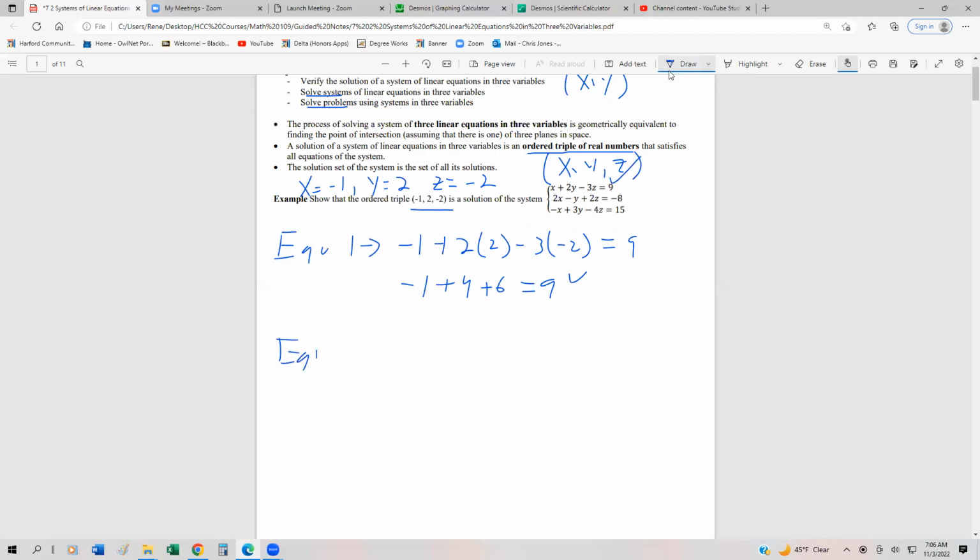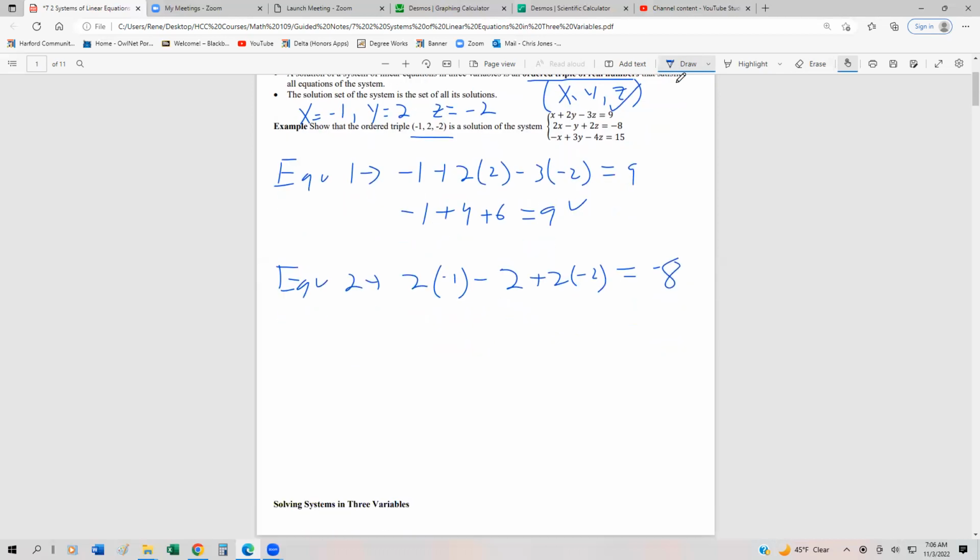For equation 2, we get 2 times -1 plus 2, and then plus 2 times -2, which is supposed to equal -8. Let's see if that's valid: -2 plus 2 minus 4 gives us -8 equals -8. So the second equation is valid for -1, 2, -2.